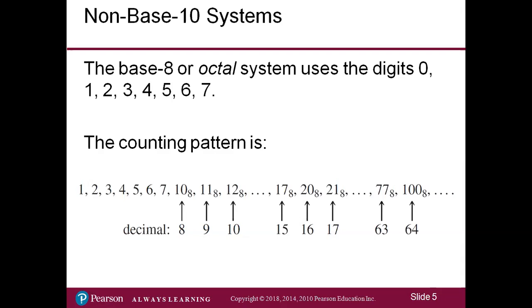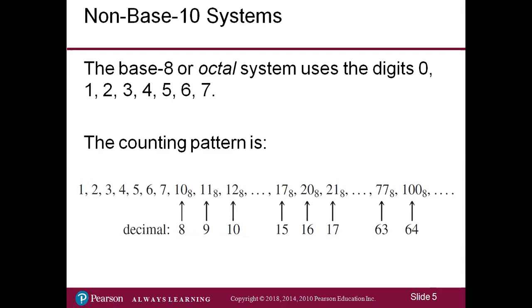Let's look at the number 17. 17 base 8 is 1 eight, and 7 units. 1 eight and 7 units is a value of 15. If we add one to that, then we get the number 16, which is two groups of 8 and no units, so 20, 21.